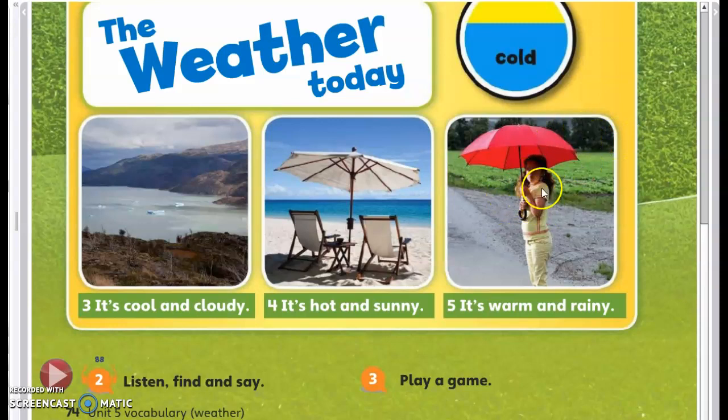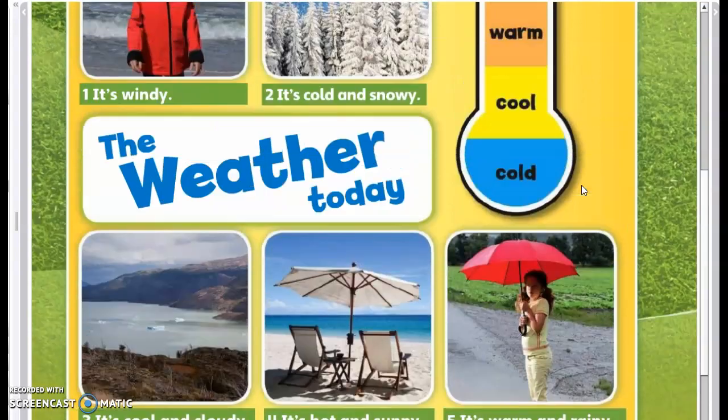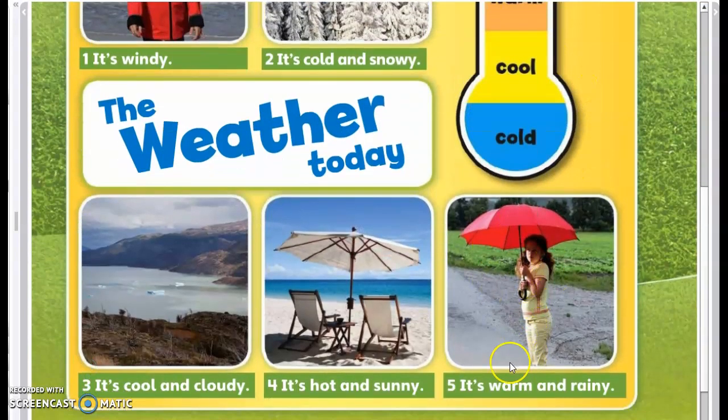She is wearing a t-shirt, which means that it's not cold. Probably it's warm. Okay, so what's the weather like? It's warm and rainy. So I want you now to practice the sentences that I said.